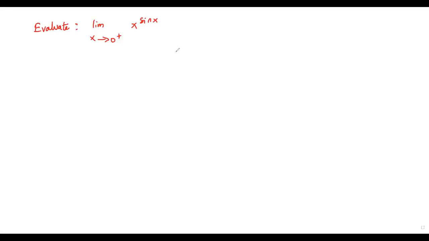Here we have a problem on AP Calculus BC. We have to evaluate the given limit, that is, the limit as x tends to 0 positive of x to the power sin x. What is the meaning of having the plus on the top right corner of 0? That is, x approaches 0 from its right side.